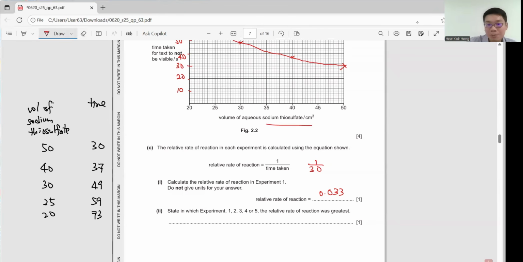State in which experiment the relative rate of reaction was greatest. So we know rate of reaction is inversely proportional to time taken. So the shortest time will have the greatest rate of reaction. So it's experiment 1.